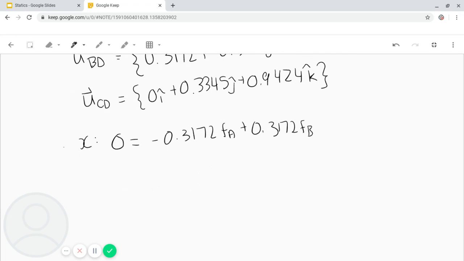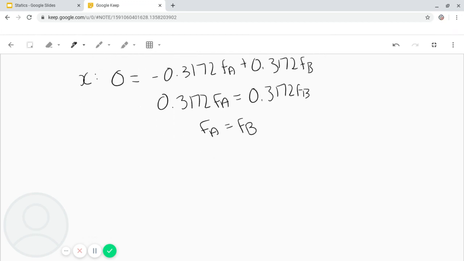So then we can relate them to each other, and we can say 0.3172 FA equals 0.3172 FB, which means that FA is equal to FB. So that's an important relation for us to have. So we'll do the same with the y components.